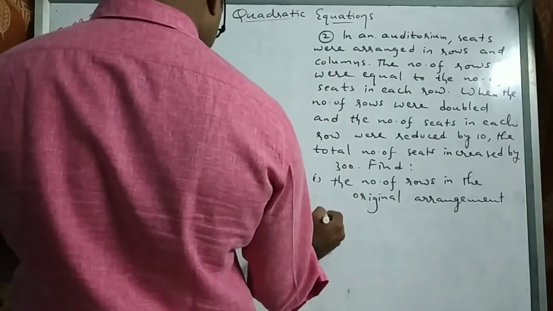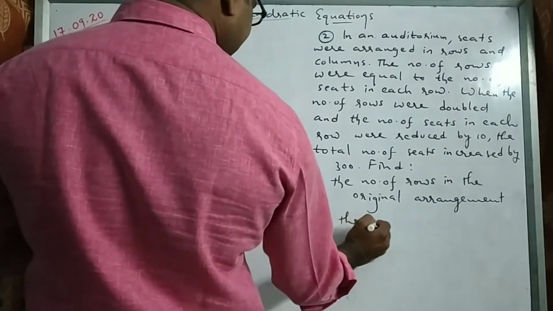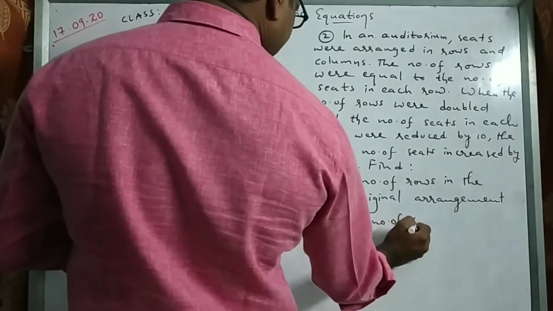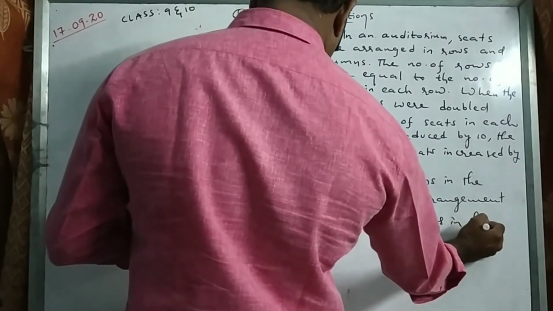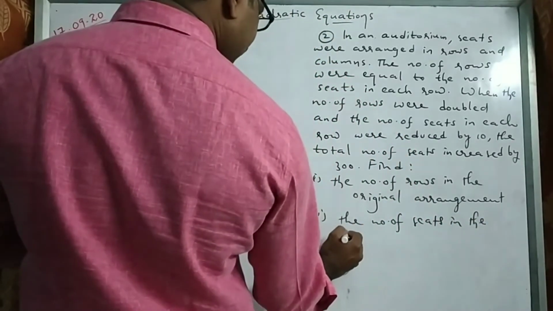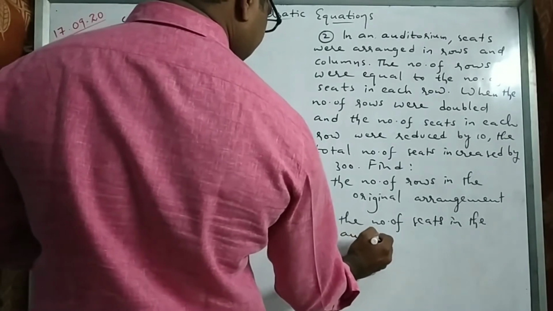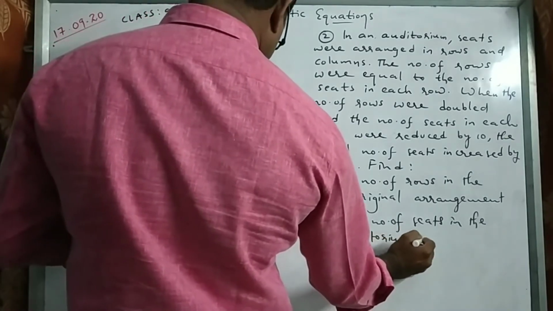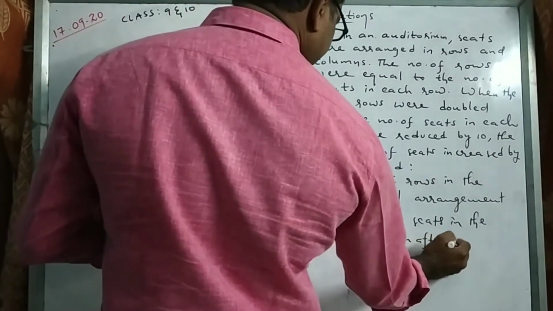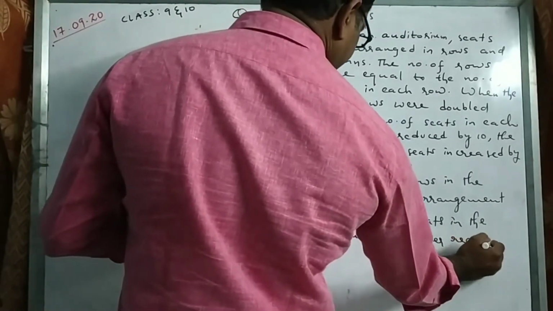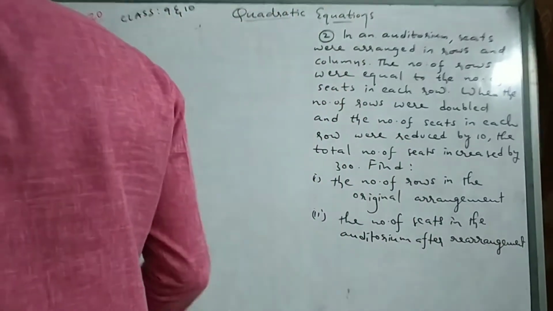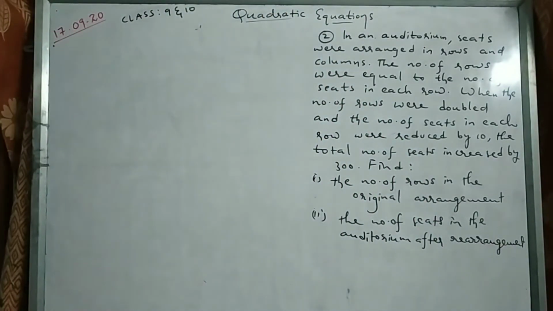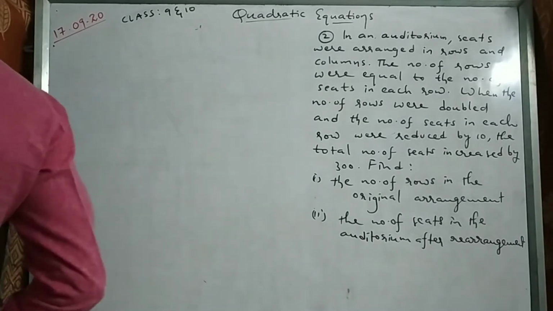Second, the number of seats in the auditorium after rearrangement. Okay? See the question here.